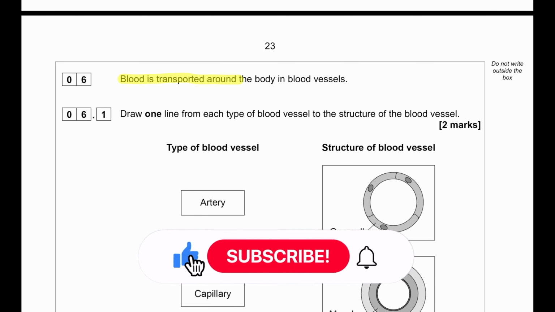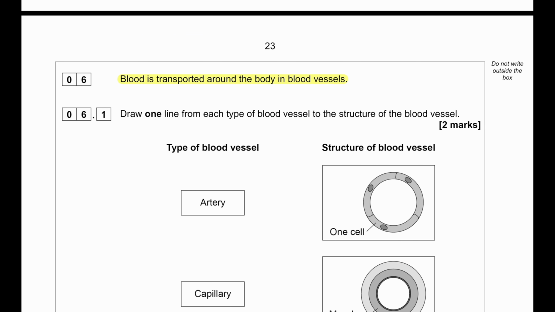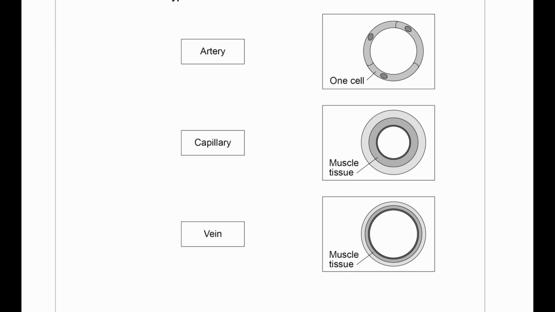Blood is transported around the body in blood vessels. We draw one line from each type of blood vessel to the structure of the blood vessel. For example, arteries have thick muscle tissue and a smaller lumen, so this should be artery. Capillary is only one cell thick, and veins have a very large lumen, very thin muscle tissue and elastic tissue.